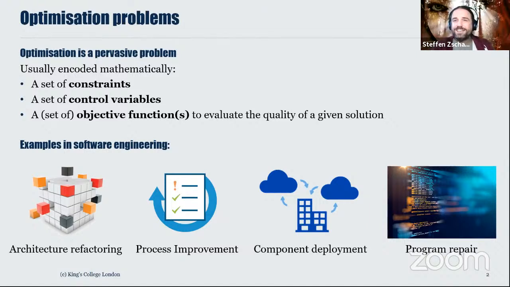Program repair is something that the search-based software engineering people have focused on a fair amount, trying to fix bugs automatically by trying to optimize the number of tests that a program completes successfully. These are all examples of optimization problems, as an indication of why this is interesting from a software engineering perspective.